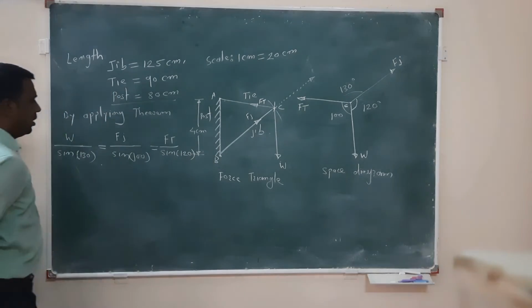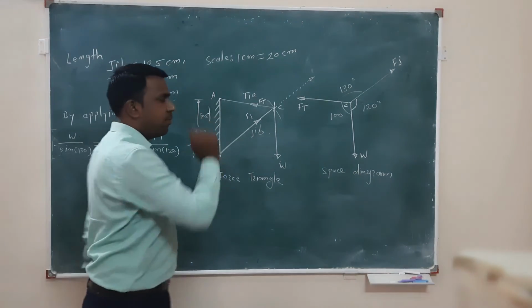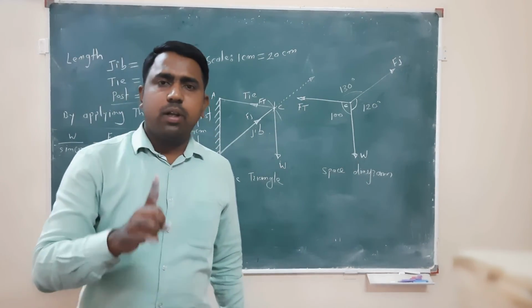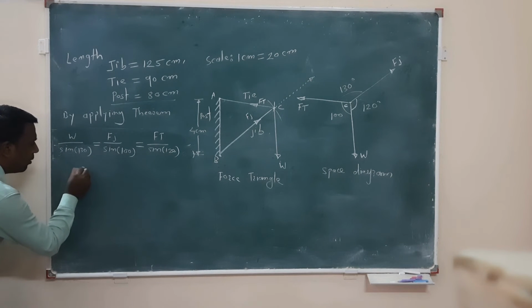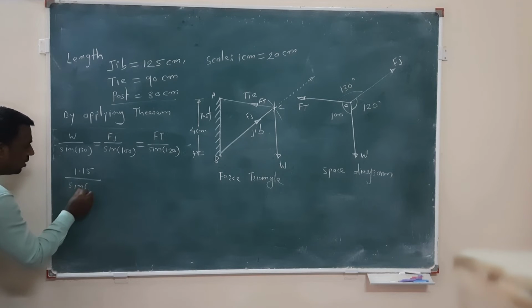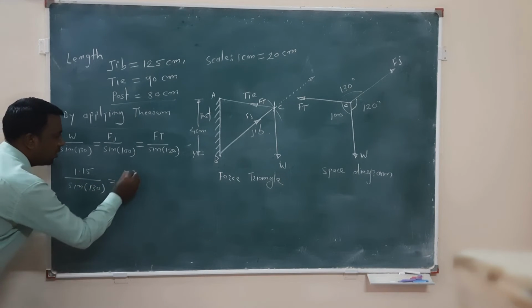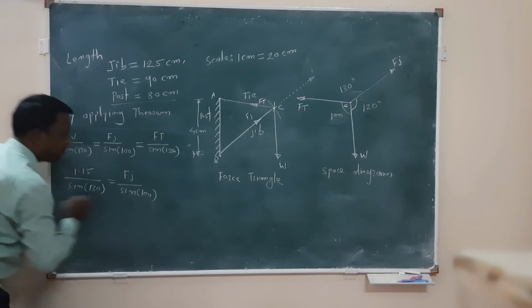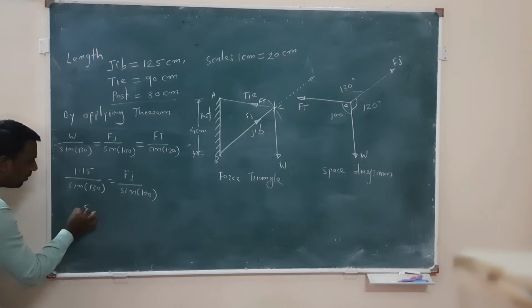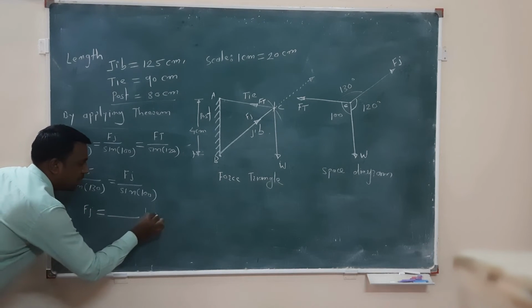Now this whole thing is for reading number 1. For reading number 1, the value of W is 1.15 kg, divided by sine of 130, equal to Fj divided by sine of 100. So Fj is given as, you have to find the value of Fj in terms of kg.